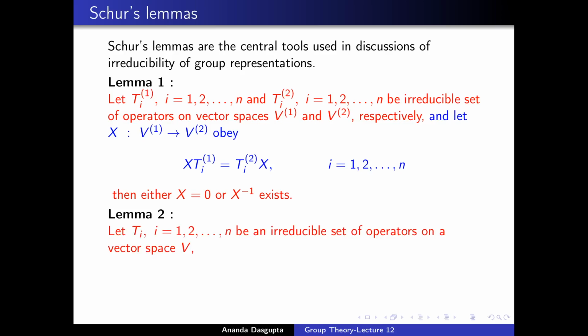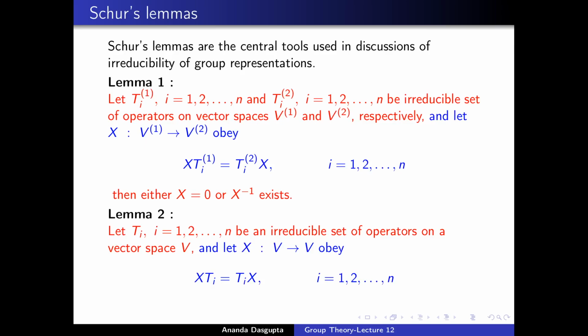So here we are talking about one vector space capital V and an irreducible set of operators T_i, i running from 1, 2, 3 all the way up to n, and we demand that there is an operator X from V to V which actually does commute with all the T_i's. So X T_i is T_i X for i running from 1 to n. And this, of course, is genuine commutation because the two T_i's that you have on both sides of the equation are one and the same.